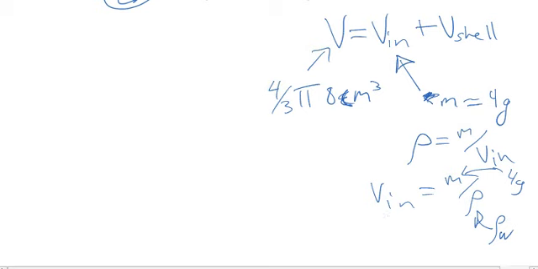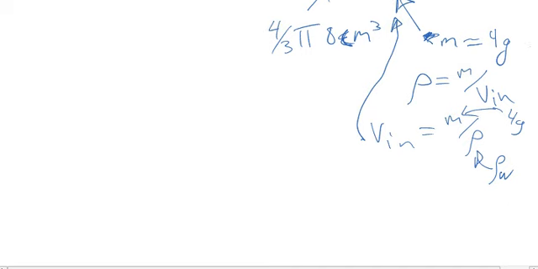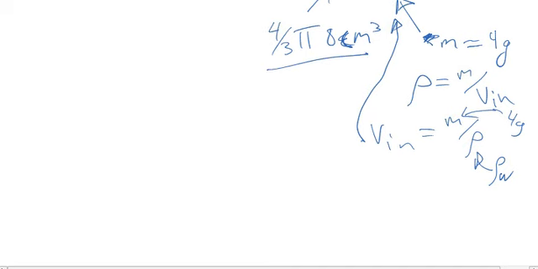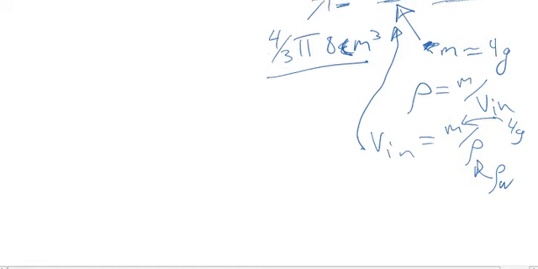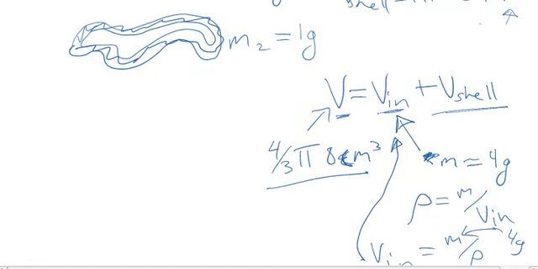And so we can put this into our equation up here, and we know V in, and so we can calculate V shell. And then, since we know V shell, we can look back at this equation up here for the volume of the shell and how it relates to L, and just move some of the numbers around, and you can figure out the width of the shell.